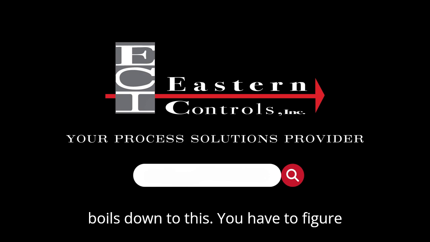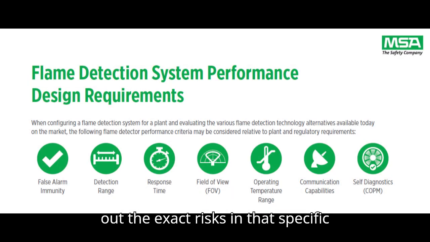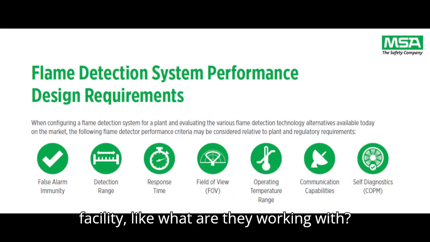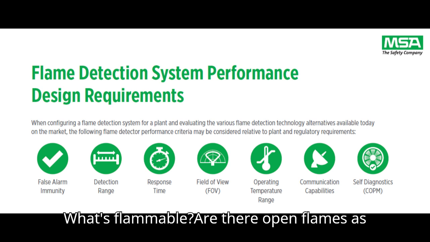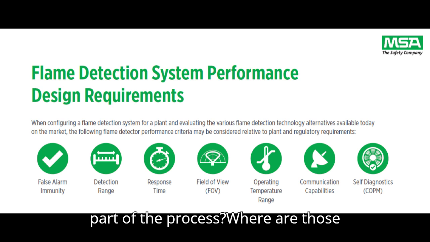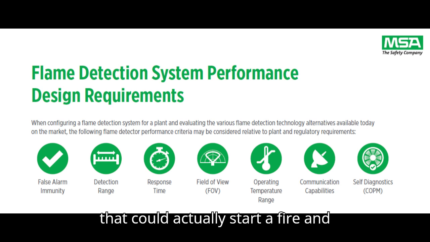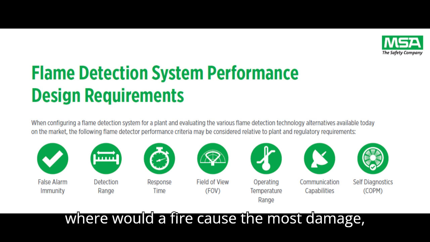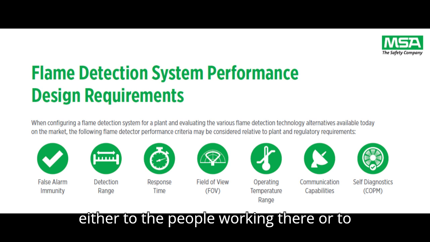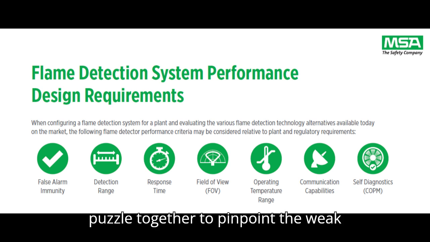So it boils down to this. You have to figure out the exact risks in that specific facility. Like, what are they working with? What's flammable? Are there open flames as part of the process? Where are those ignition sources, the things that could actually start a fire? And then thinking about the consequences, where would a fire cause the most damage, either to the people working there or to the equipment?